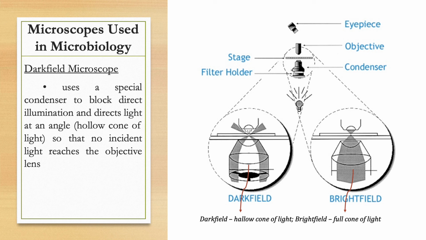condenser which has a blockage in the middle, and this allows only light to enter at a certain angle. And when this light reaches the sample, it is redirected away from the objective. So this is what we call a hollow cone of light. In contrast, the bright field microscope allows all light to enter the condenser and into the sample and then into the objective. So using a dark field microscope, you will see samples that appear bright against a dark background.